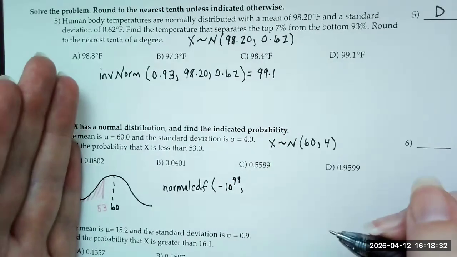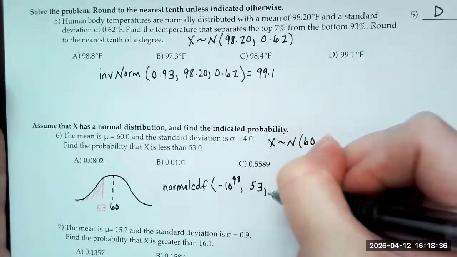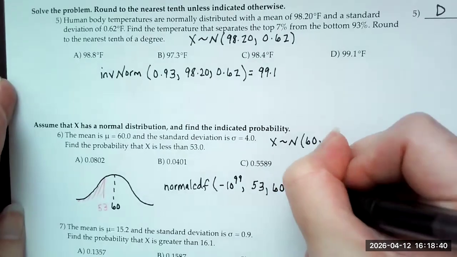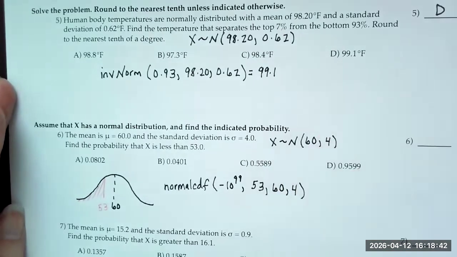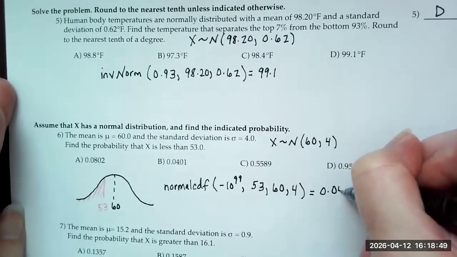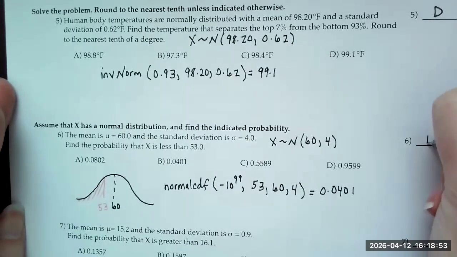And as we keep going, the end of that shaded region is the 53. And the last two numbers we put in are from the distribution. We'll put in the 60 and the 4. So if you plug this into normal CDF on your calculator, you'll get 0.0401 approximately, which is going to be answer choice B.